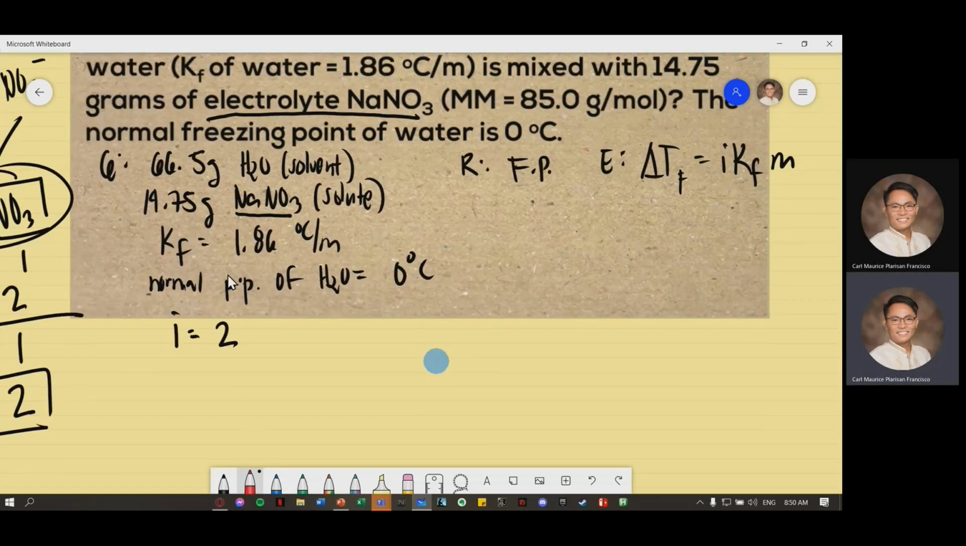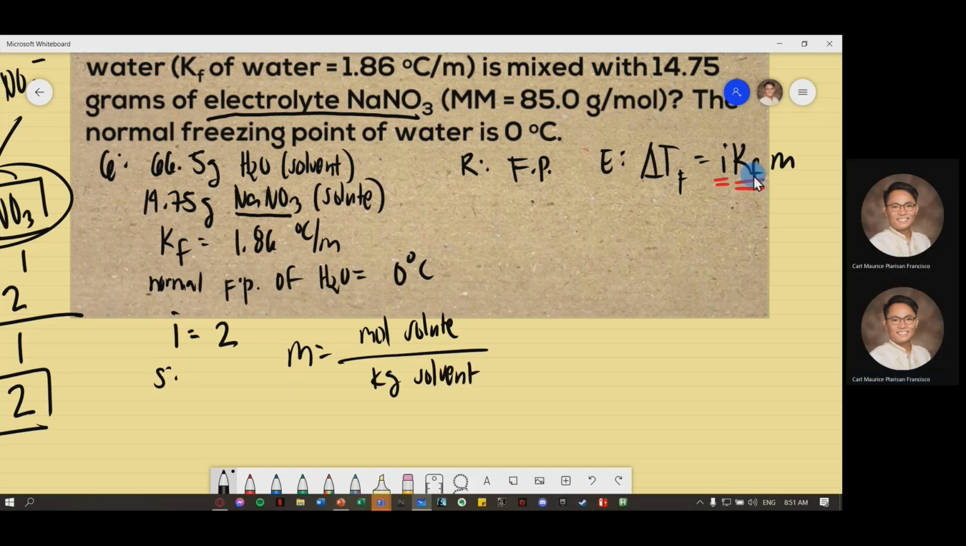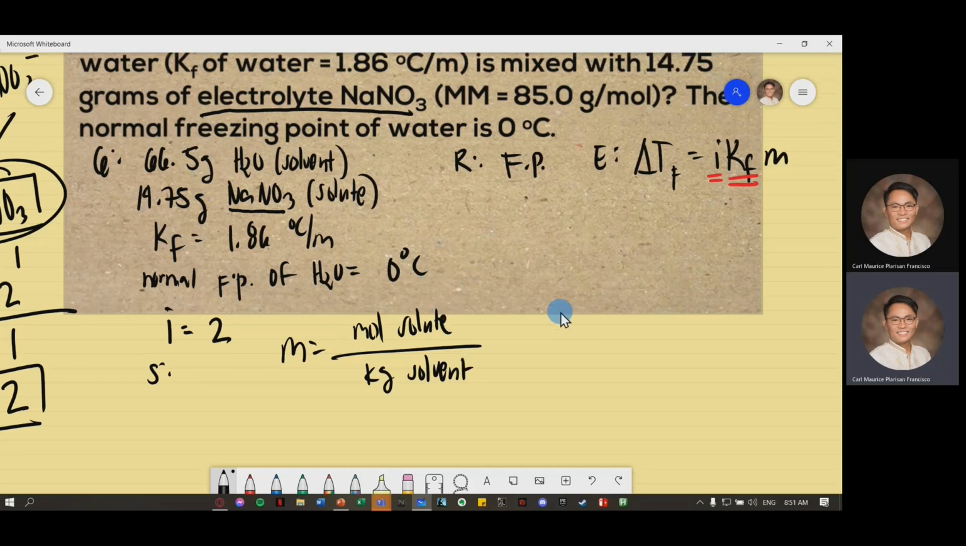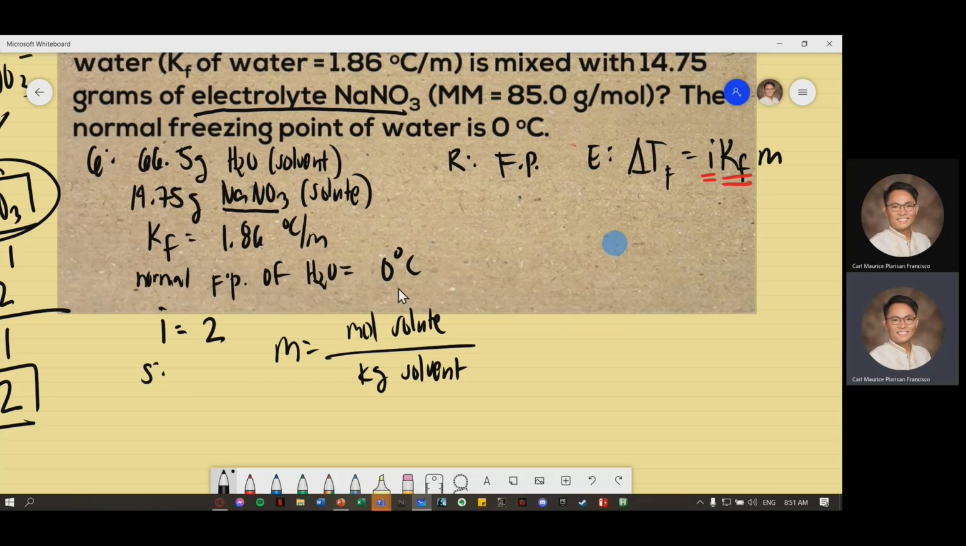So check if the following factors are given. We already have here the Van 't Hoff factor. And then we already have here the Kf. Okay, ito na po. May Kf at Van 't Hoff factor. Ang nawawala na lang po ay letter m. Kulang na naman po tayo ng molality. So molality is moles of solute all over kilogram of solvent. So we have your solute, solvent, but in this case, our solute and solvent are still in grams. So we need to convert them into appropriate units.